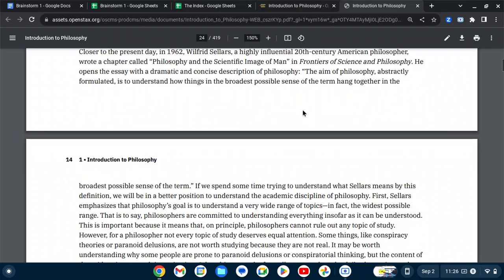Closer to the present day, in 1962, Wilfrid Sellars, a highly influential 20th century American philosopher, wrote a chapter called "Philosophy and the Scientific Image of Man" in Frontiers of Science and Philosophy. He opens the essay with a dramatic and concise description of philosophy. "The aim of philosophy, abstractly formulated, is to understand how things in the broadest possible sense of the term hang together in the broadest possible sense of the term."